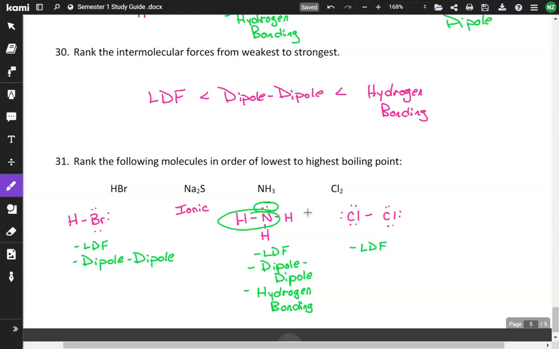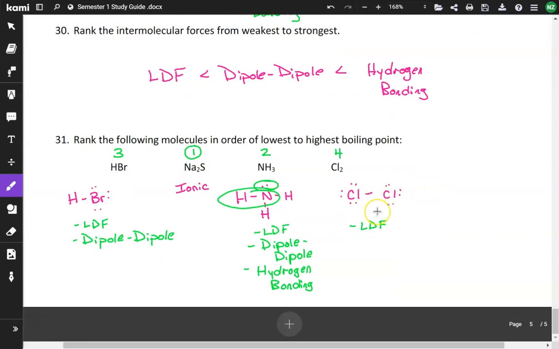So the lowest will be our LDF. Then dipole-dipole. Then hydrogen bonding. And then ionic. So even though I said hydrogen bonding is the strongest intermolecular force, that's for covalent compounds. Ionic compounds still have the strongest melting and boiling points out of all of the compounds that we've talked about. Ah, look at that. We're done. That was so much fun.